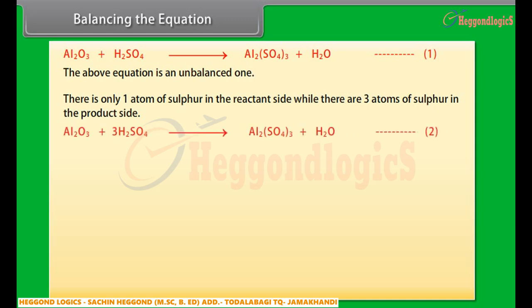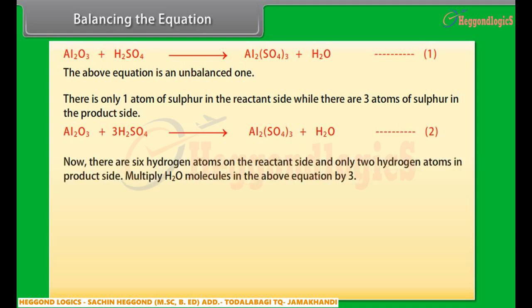Al2O3 plus 3H2SO4 gives Al2(SO4)3 plus H2O. Equation 2. Now there are six hydrogen atoms on the reactant side and only two hydrogen atoms on the product side. Multiply H2O molecules in the above equation by 3.